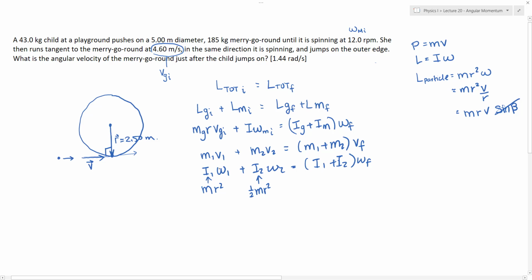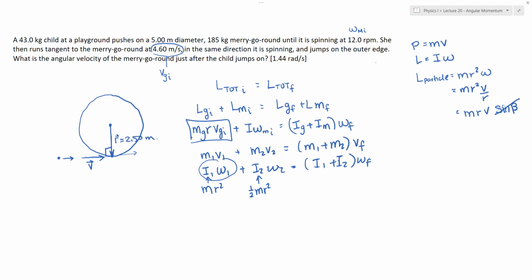Okay, because for the girl, we don't know her omega 1, so the angular velocity of the girl, because she's running in a straight line, we know her linear velocity. So we needed to convert omega into v over r, and that's where this equation comes from. Okay, so I hope you can see this is very similar to the linear momentum. When you have an inelastic collision, it's all set up the same way. The confusing thing is that for angular momentum, there are different options when it comes to which formula to use.